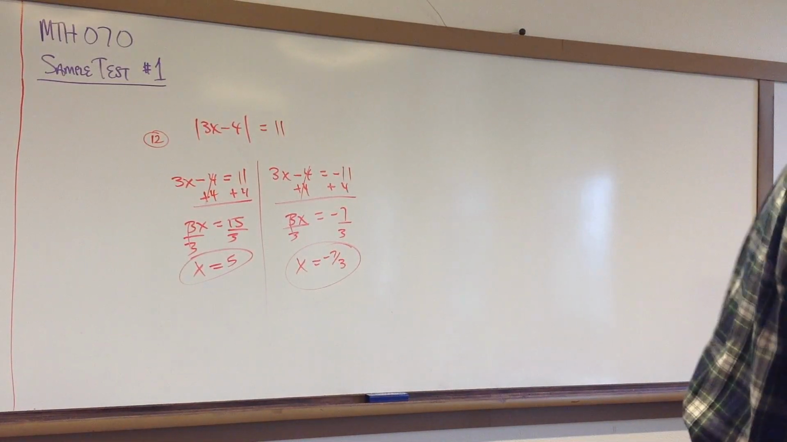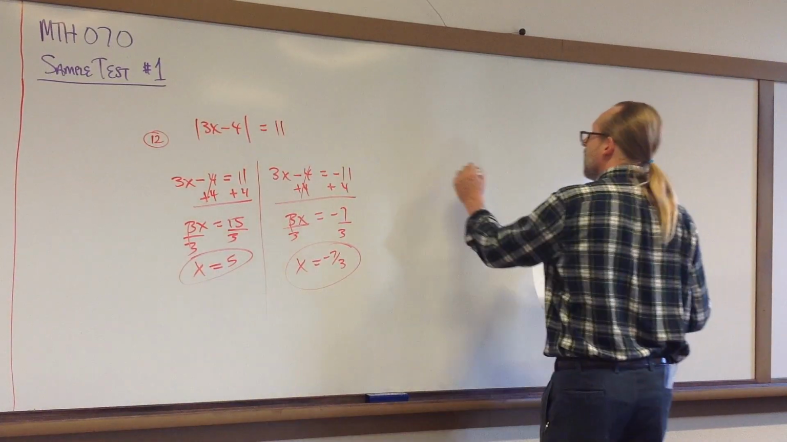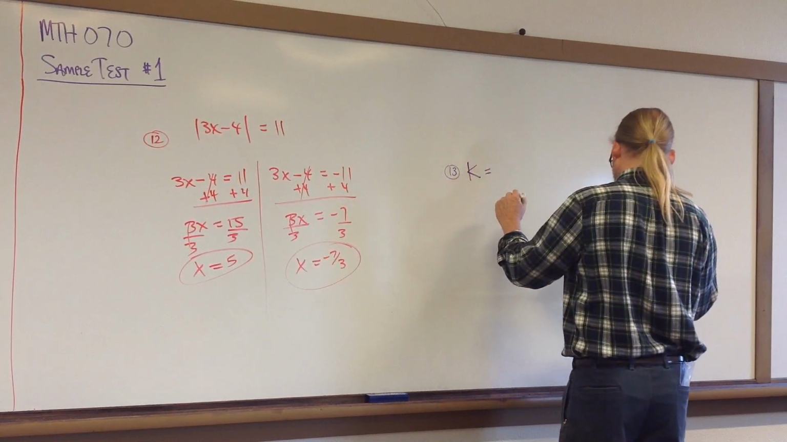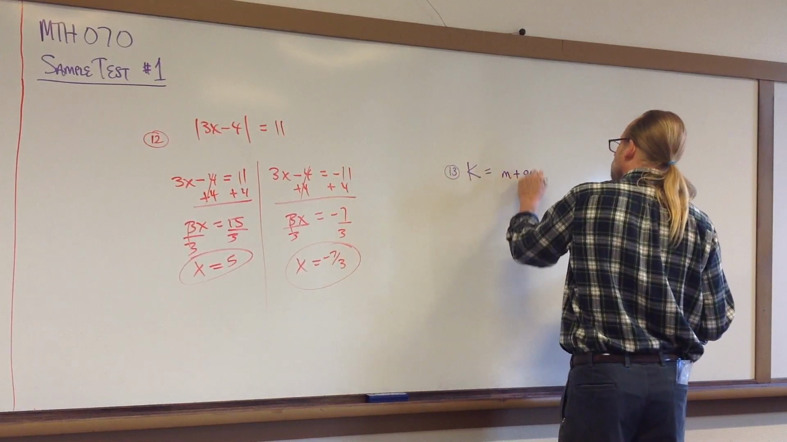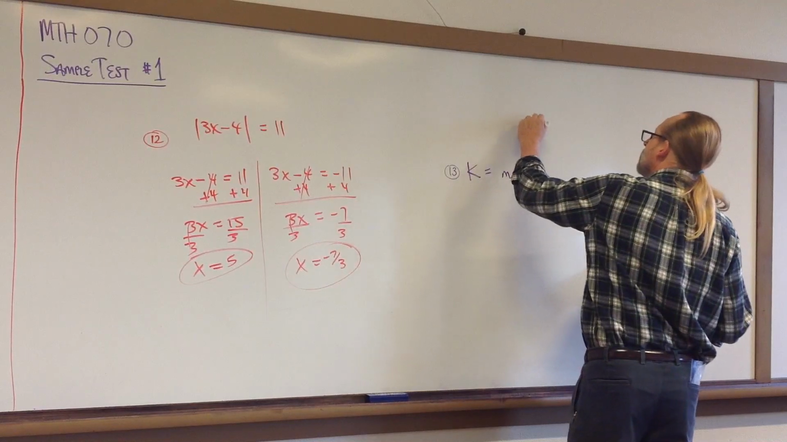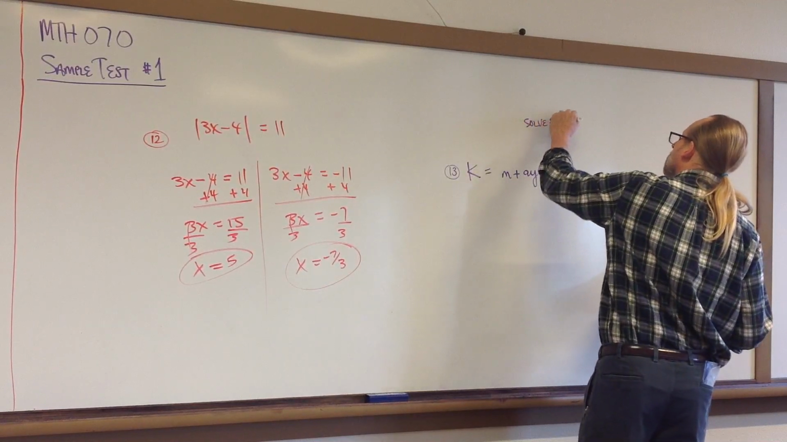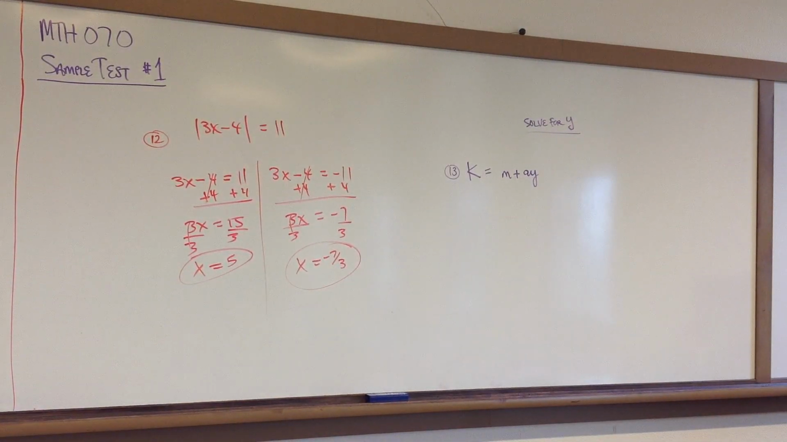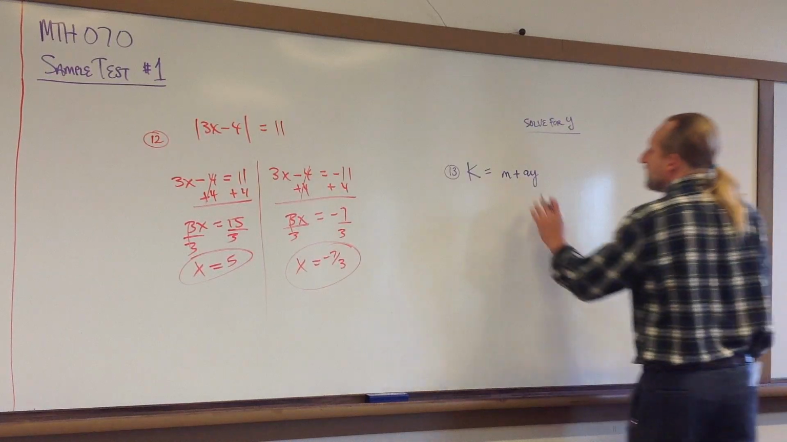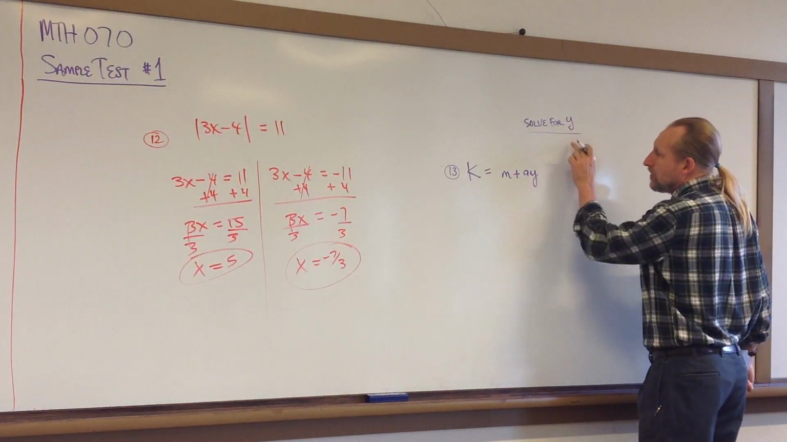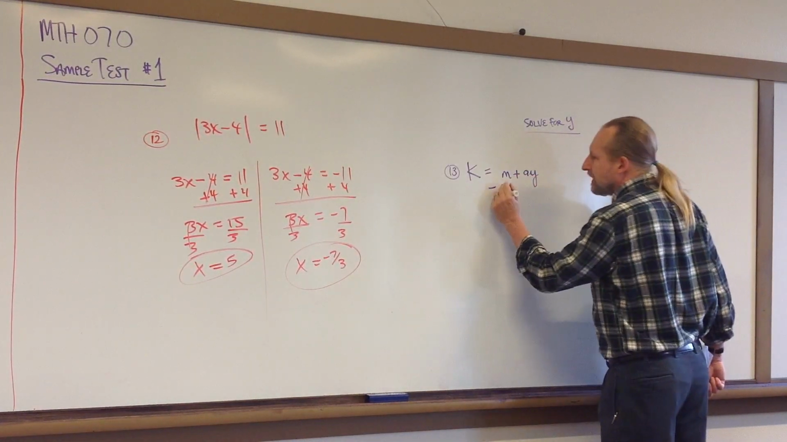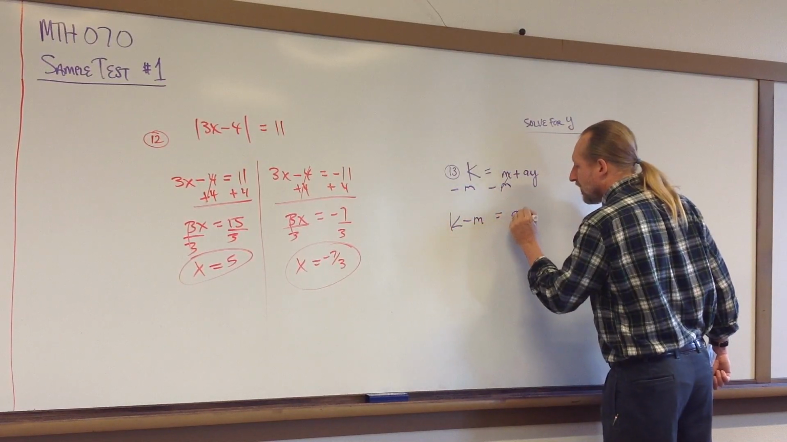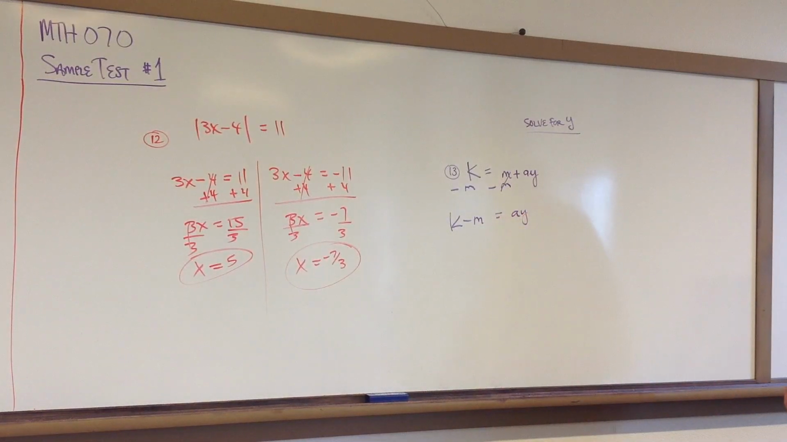All right, problem 13. K equals m plus ay, and we want to solve for y. So these work just the same way that our numerical equations do. First, we want to get the piece that has our variable by itself. So we're going to move this m over to the other side. So that'll be k minus m over there. And there's our ay still on the right-hand side.